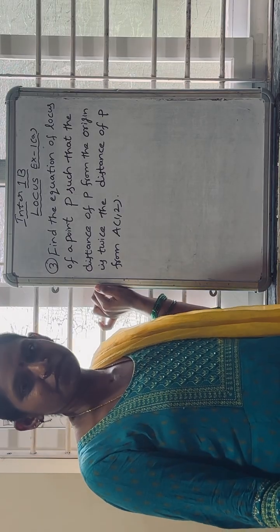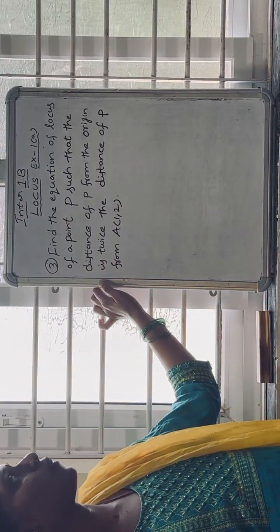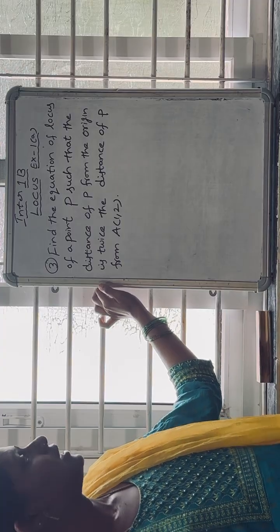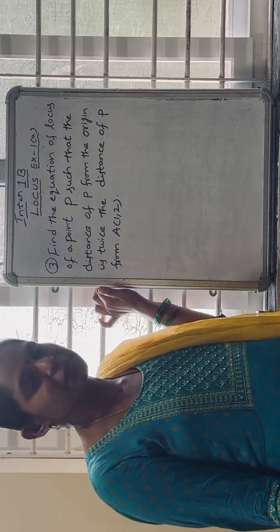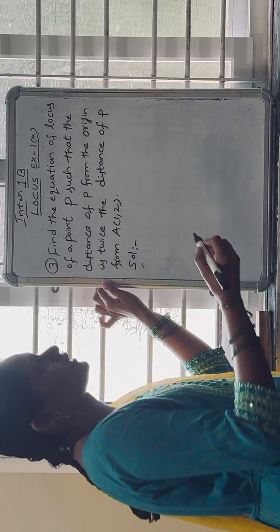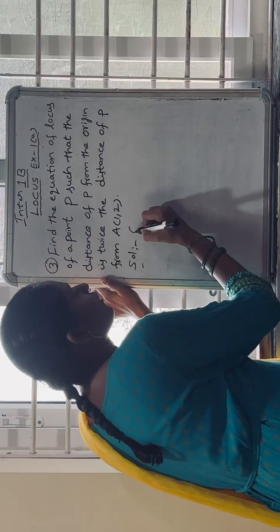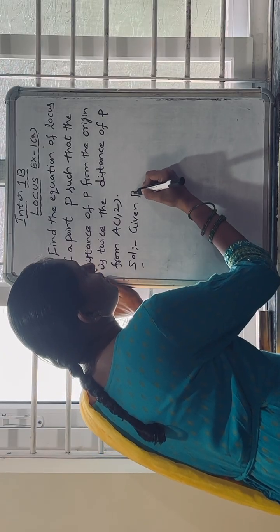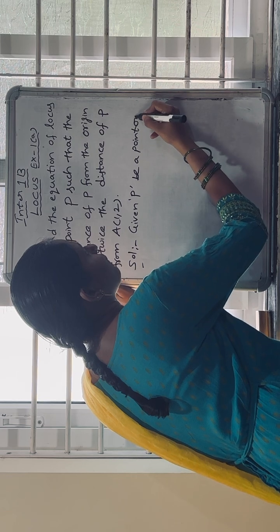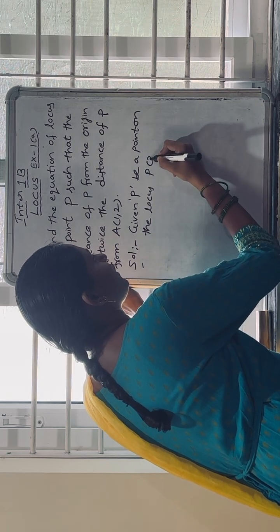In that, the first two questions are completed. See the third question: find the equation of the locus of point P such that the distance of P from the origin is twice the distance of P from A. So what solution have they given? We have to take P as a point on the locus. P of x comma y.